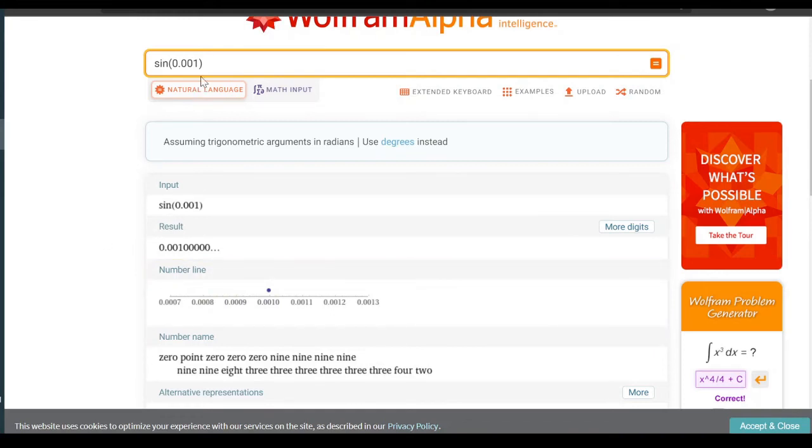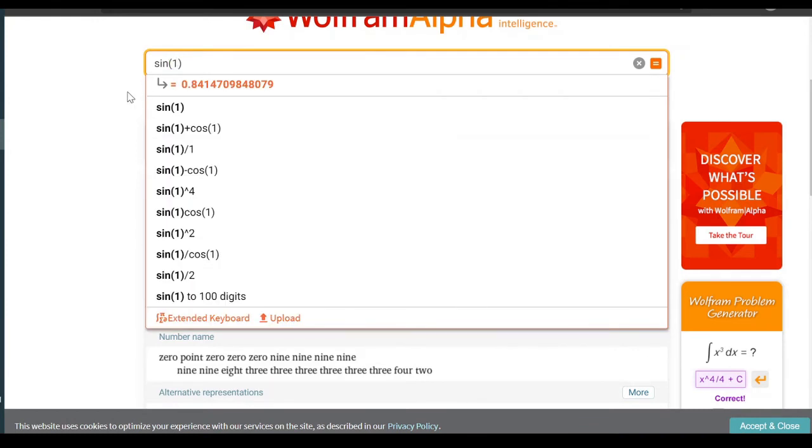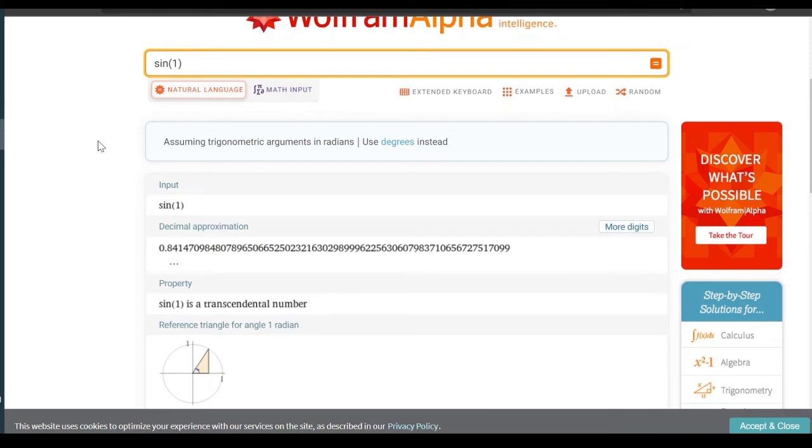Now, please be aware that this does actually only work when the input is a rather small number. If I try, for example, to plug 1 into sine, the result of that is 0.84, which is rather significantly different from the input of 1. So this is called the law of small angles because when x is a small number, quite close to 0, sine of x and x are almost exactly the same.